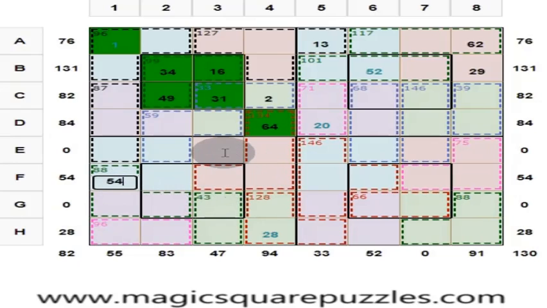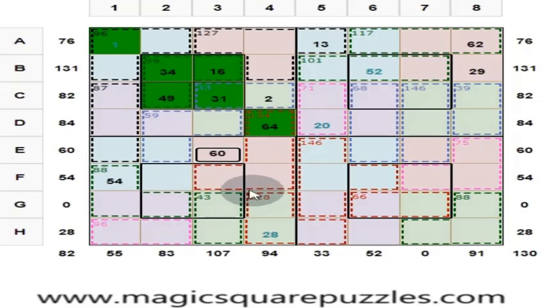Can you find out this one? These 4 numbers are 134. This is 64. So what are these 3 numbers? 134 minus 64, that's equal to 70. These 3 numbers are 70, so these 4 numbers are 130. This is 130 minus 70, which is equal to 60.